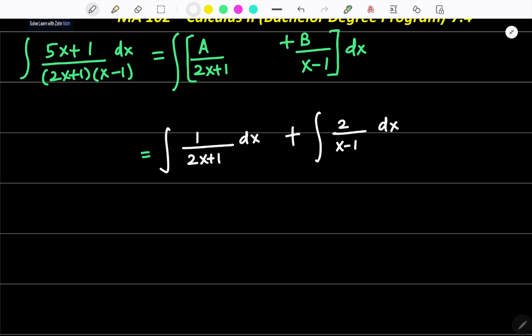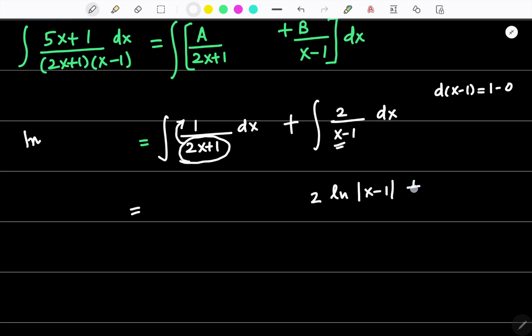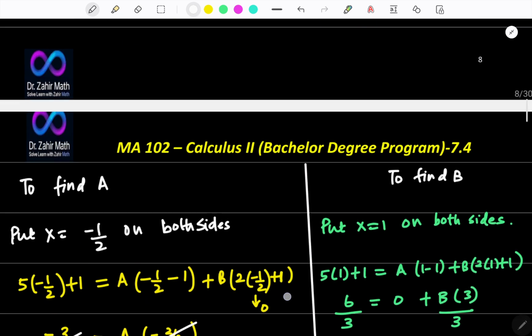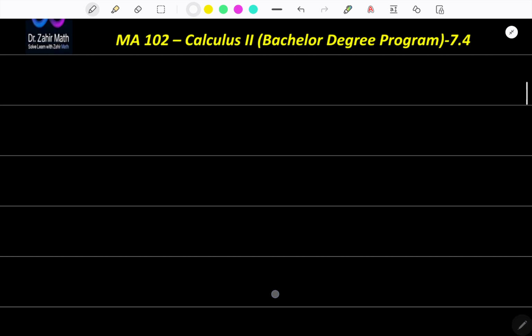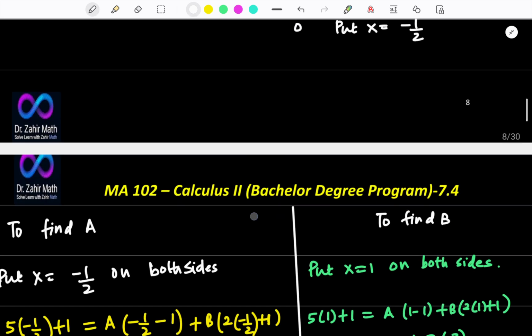Okay, right. So now we are going to integrate. If the derivative of the denominator is available in the numerator, then ln will come. So what is the derivative of x minus 1? Derivative of x minus 1 is 1 and this is 0. So you have 1. So this one is very simple. 2 will come out. Ln absolute value of x minus 1 plus integrating constant c. Did I add integrating constant c in the previous problem? Yes, I added.